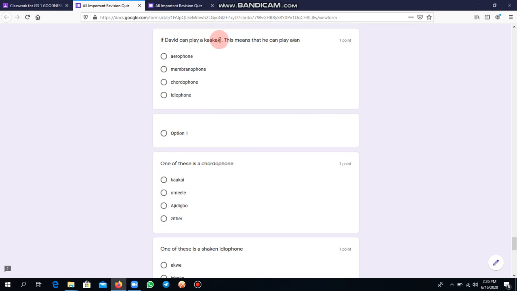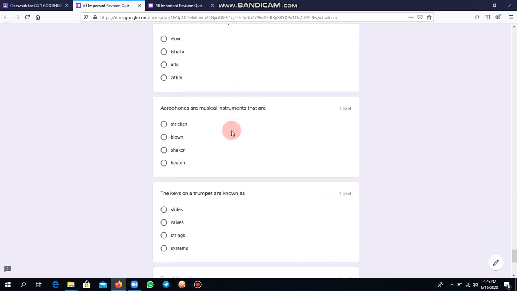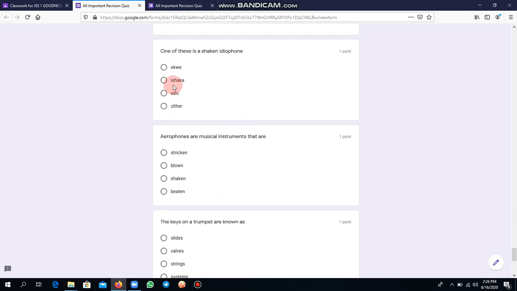If David can play a kakaki, that means David can play an aerophone. One of these is a chordophone. That is a zither. One of these is a shaking idiophone. The shaking idiophone is Ishaka.